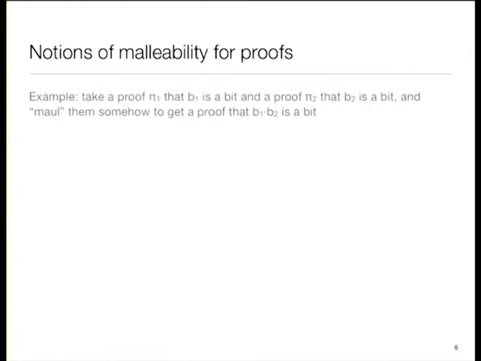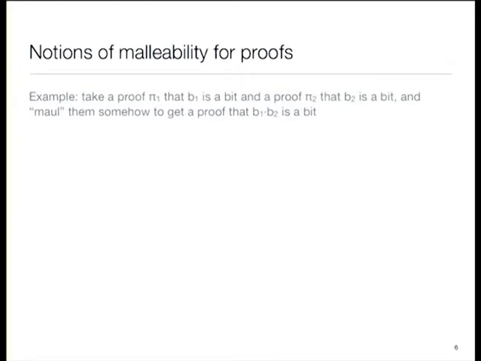So first, to give an example of what I even mean when I say malleability for proofs, let's imagine that I already have two proofs. One is a proof pi 1 that a given value b 1 is a bit. That means I have a commitment to b 1, and I'm proving that it's either a 0 or a 1. And then I have a similar proof pi 2 that a different value b 2 is also a bit. So logically, I know that b 1 times b 2 must also be a bit, right? Because if I take any bit and I multiply it by any other bit, I'm going to get a bit. So it's not really additional information.